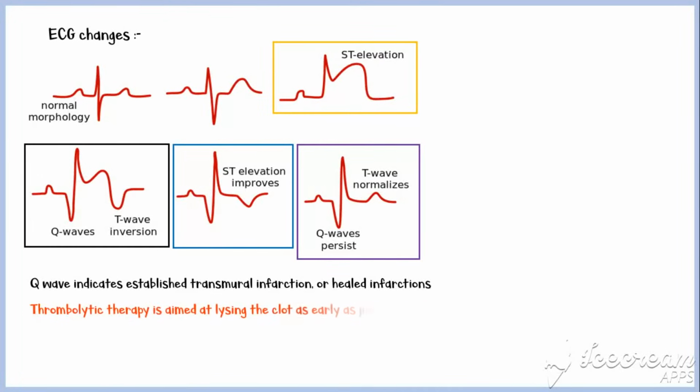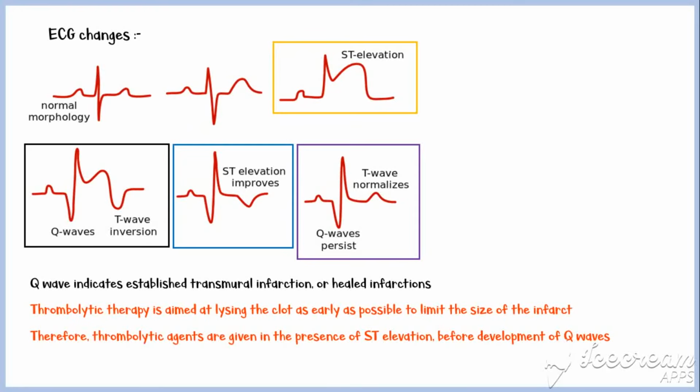Thrombolytic therapy is aimed at lysing the clot as early as possible to limit the size of the infarct. Therefore, thrombolytic agents are given in the presence of ST elevation before development of Q waves. Transmural infarctions are typically referred to as ST segment elevation myocardial infarctions, or STEMI.